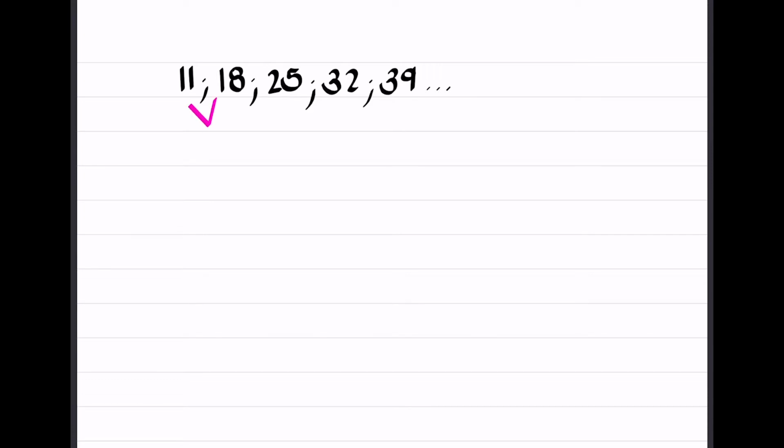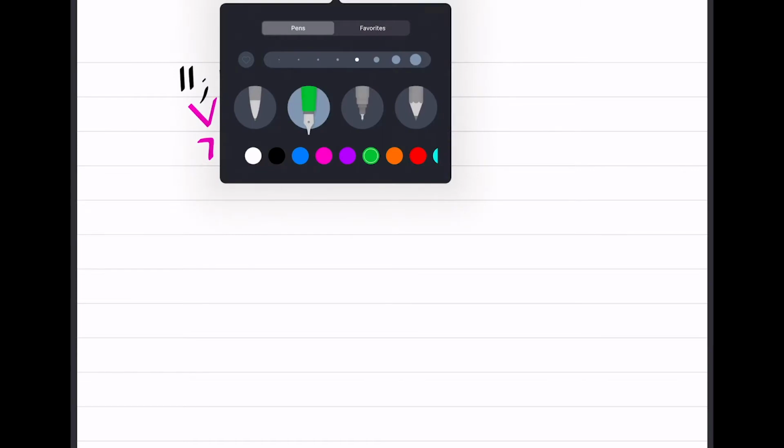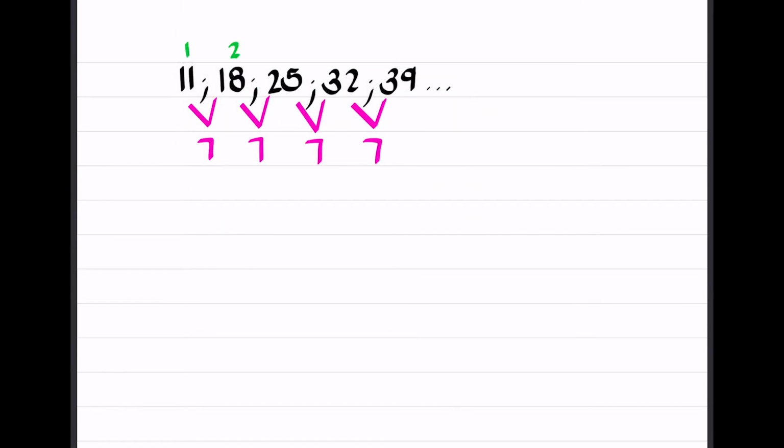So our first step would be to find our difference, that's the difference between the terms. We say term 2 minus term 1, so 18 minus 11 is 7. 25 minus 18 is 7. 32 minus 25 is 7. And 39 minus 32 is also 7. I just want to quickly identify that I have the term numbers at the top.